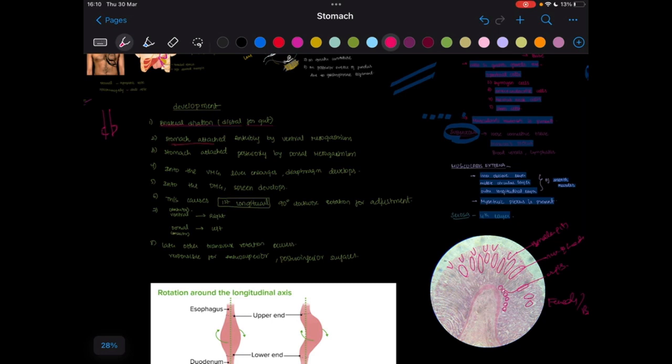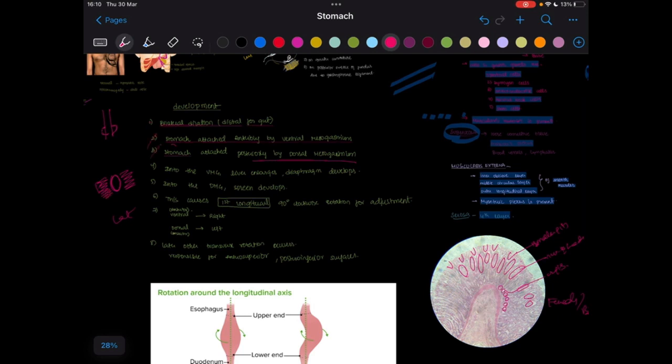The stomach is attached anteriorly by the ventral mesogastrium and posteriorly by the dorsal mesogastrium. Suppose this is the stomach and you are seeing it from the lateral view. This is the anterior side, this is the posterior side. Anteriorly it is attached to the anterior abdominal wall by the ventral mesogastrium, and posteriorly by the dorsal mesogastrium. So these are the attachments of the stomach.